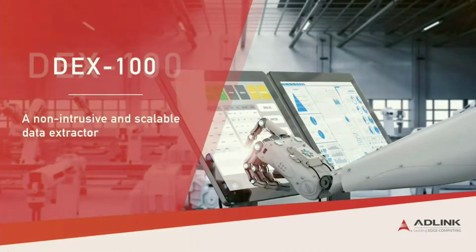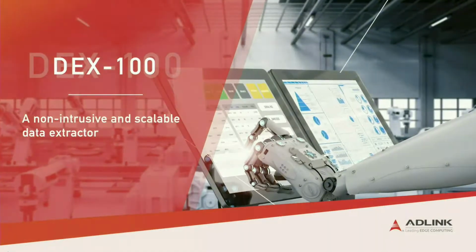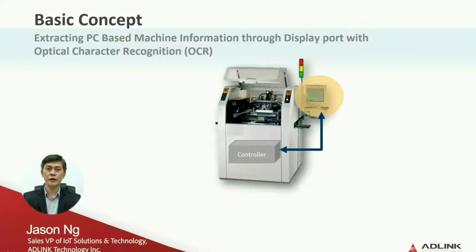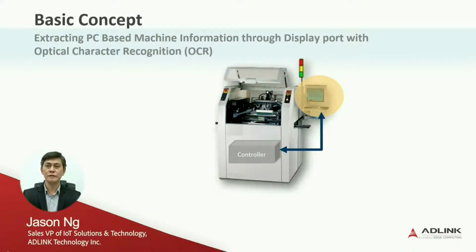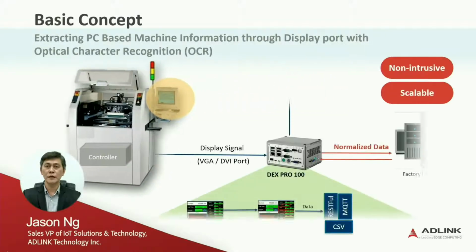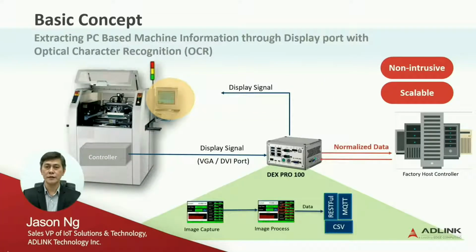The DEX100 aims to extract machine data in a non-intrusive and scalable way. If you walk into a factory today, you will see most PC-based machines have a display monitor attached through a VGA or DVI cable. We will detach this VGA cable from the monitor and connect it to the DEX100. The display image will be captured, then go through an OCR process converting the image to data. The data is then sent to the top floor in a normalized format.